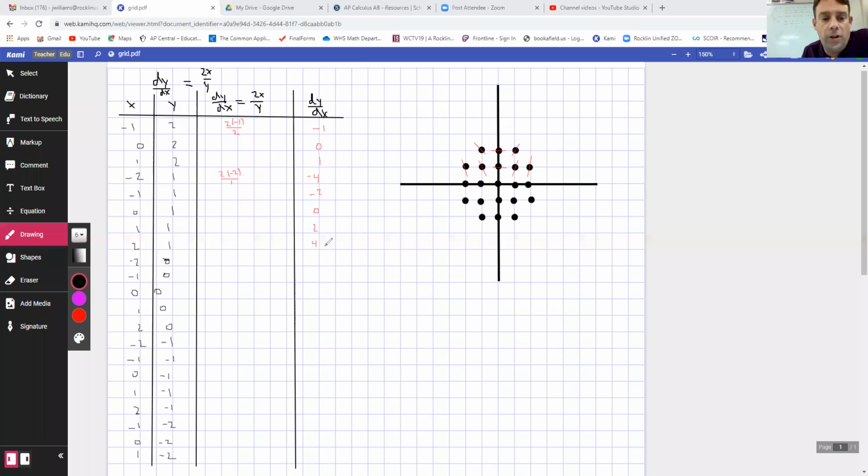Now notice all these next ones are divided by 0. Therefore, they are undefined. All these next ones are undefined. Because they're undefined, we're not going to graph them. We just leave them alone. So we're going to leave those ones blank.